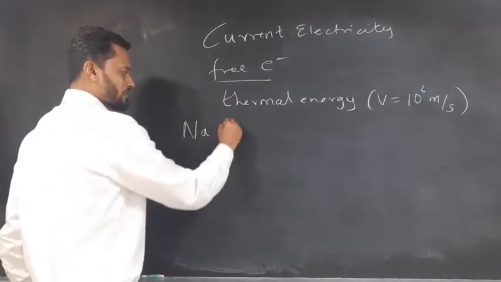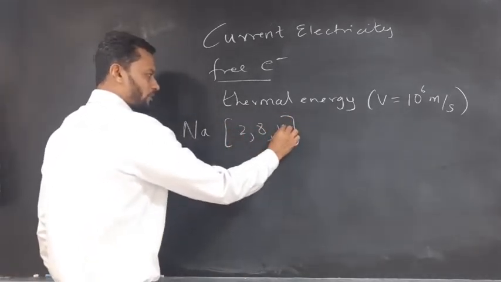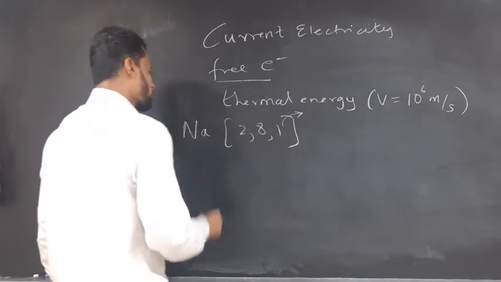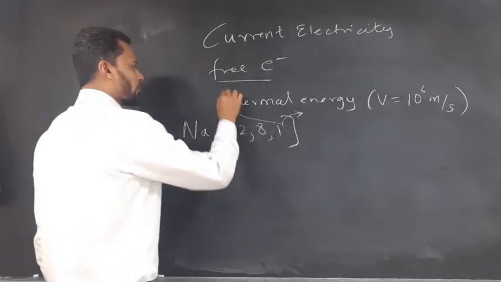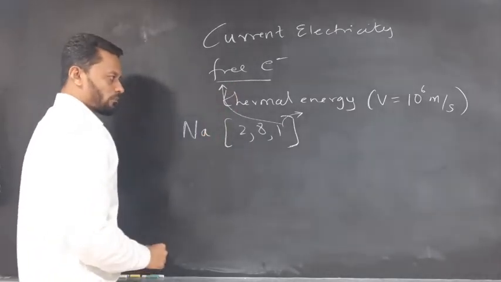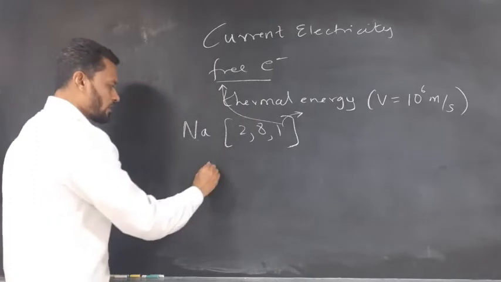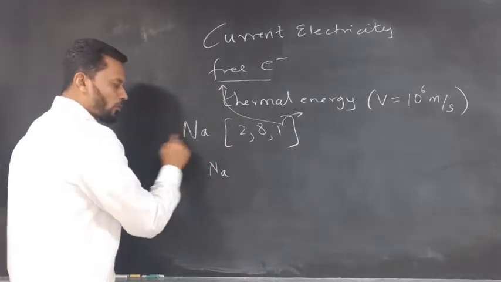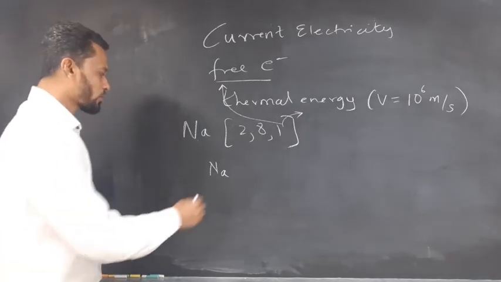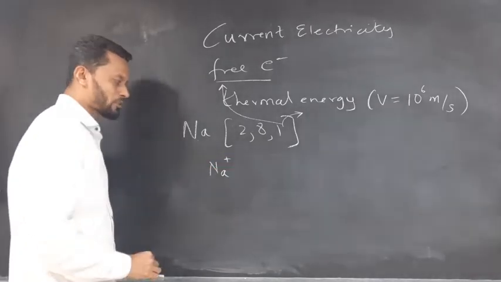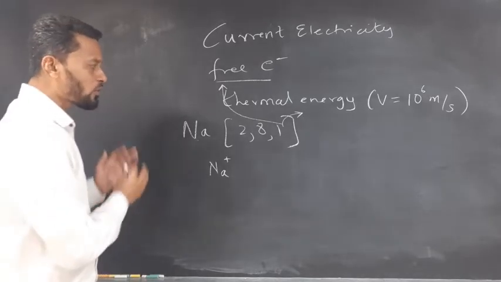It's sodium, which has electronic configuration of 2, 8, 1. This particular electron can be easily removed out of a sodium metal. This electron will be called a free electron. But the moment this sodium atom gives one electron out, more positive charges will be available. That means the number of protons will be more in sodium. So we write this as Na+. Na+ indicates it's a positive ion now.